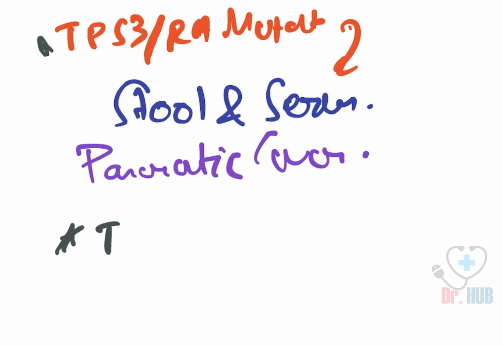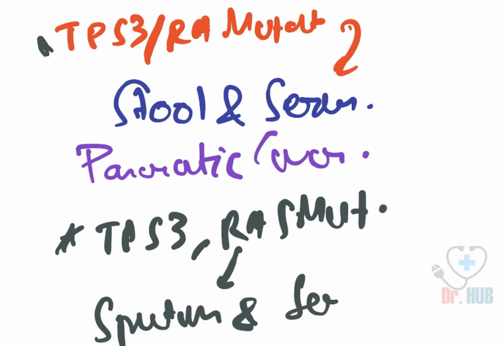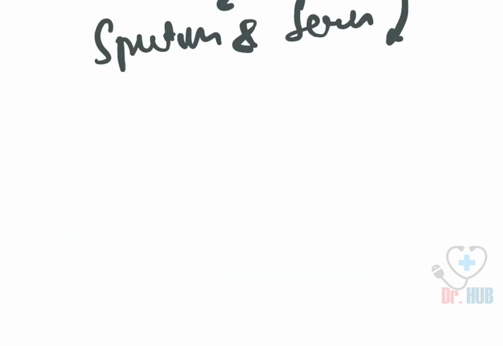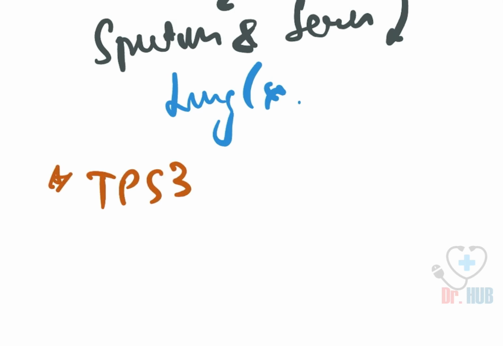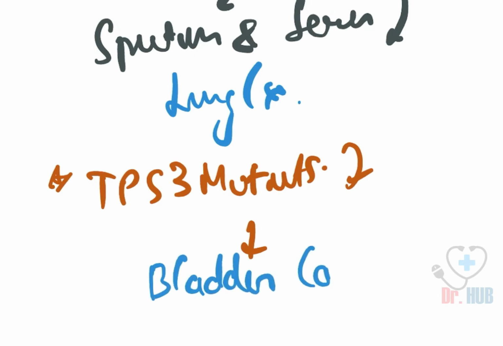Next variation, we see the TP53 and the RAS mutants, and this is seen in the sputum and the serum. This is seen in case of the lung cancer. Lastly, looking at TP53 mutants. This is seen in case of the bladder cancer.